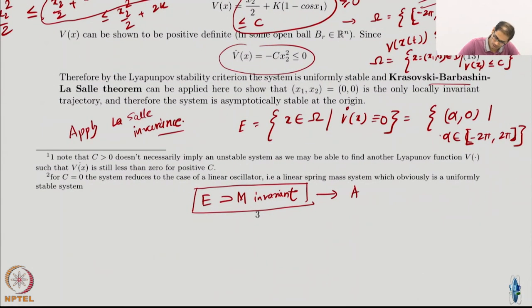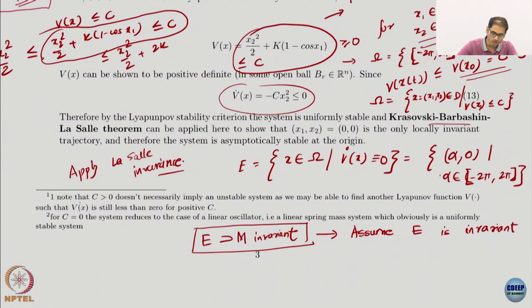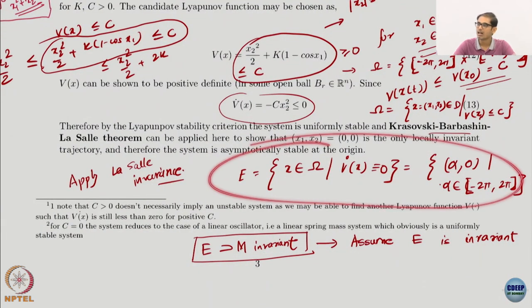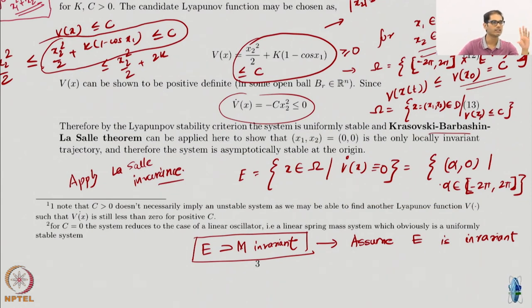So what everybody does is assume E is invariant. We actually assume that E is itself an invariant set. This sort of helps us continue forward. What does it mean if E is invariant? What do you need for E to be invariant? It means if I start inside E, I must remain inside E.